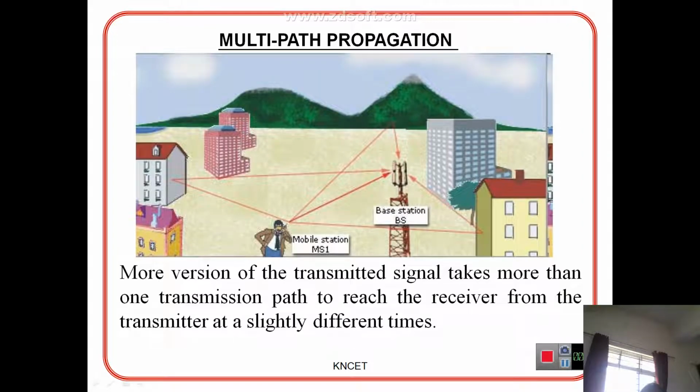It is like a multipath propagation diagram. Multiple versions of the transmitted signal take more than one transmission path from the transmitter to the receiver, arriving at slightly different times. Now we can take a building, a tower, a college building, a substation or a main station, whatever it may be. When there is more than one path, that is called multipath propagation.